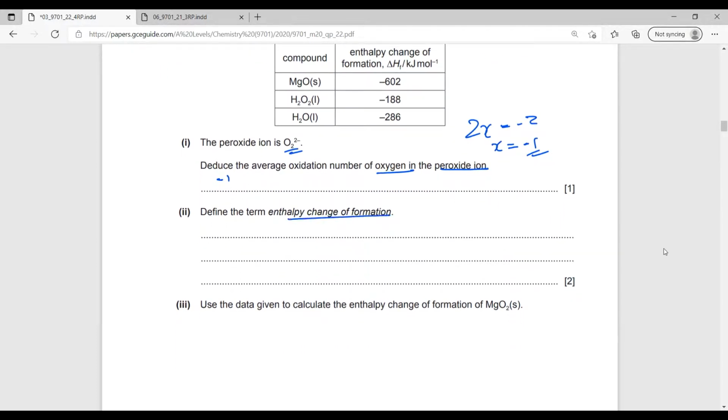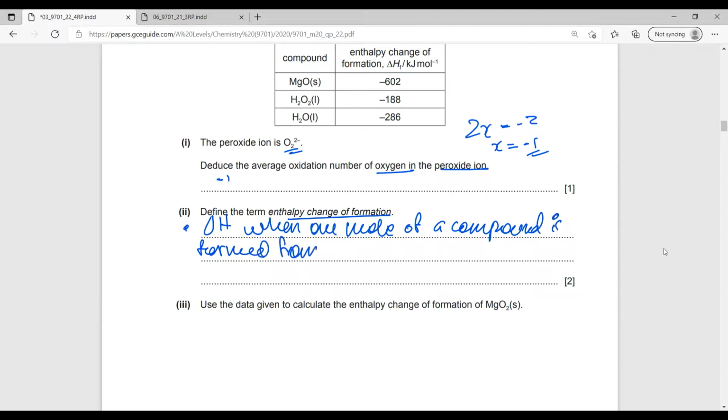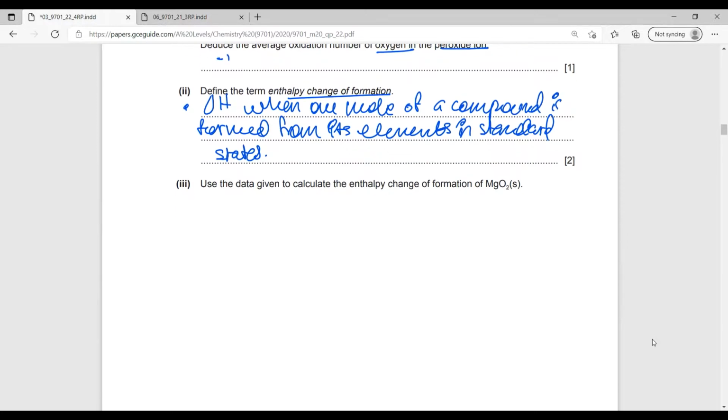Define the term enthalpy change of formation, not standard enthalpy change, just enthalpy change of formation. So that is the enthalpy change when 1 mole of a compound is formed from its elements in standard states. Pardon the bad handwriting. Let's move on to the next part.